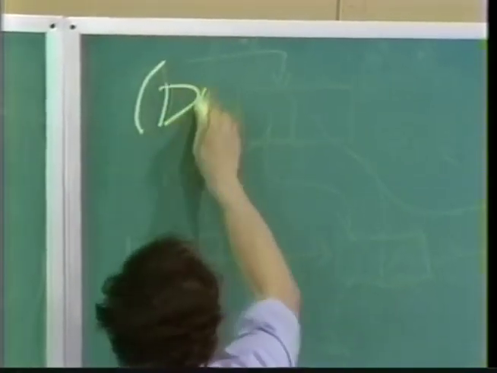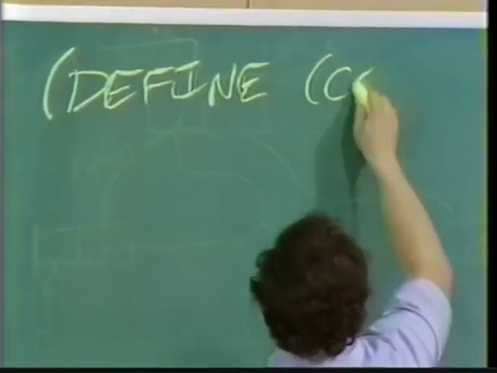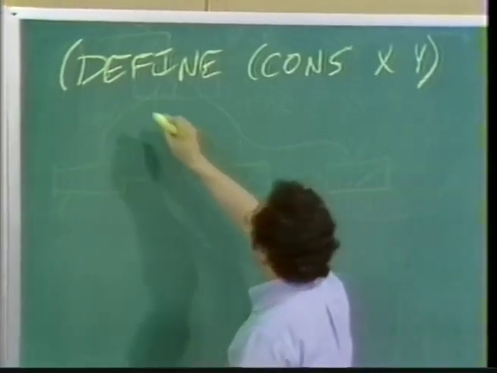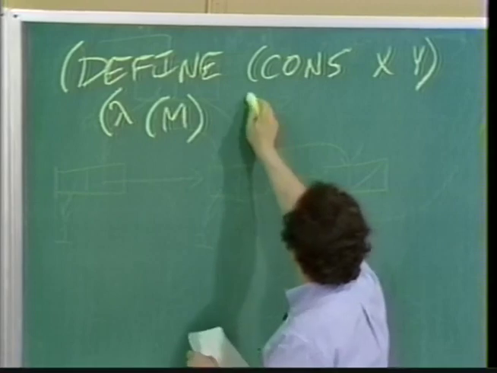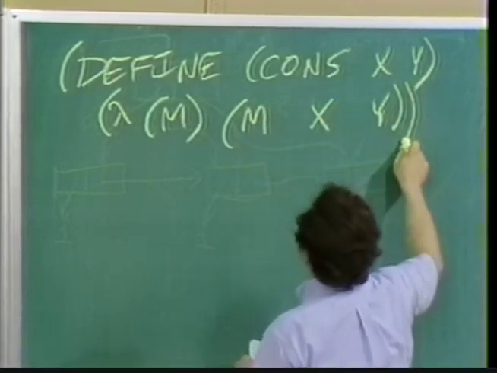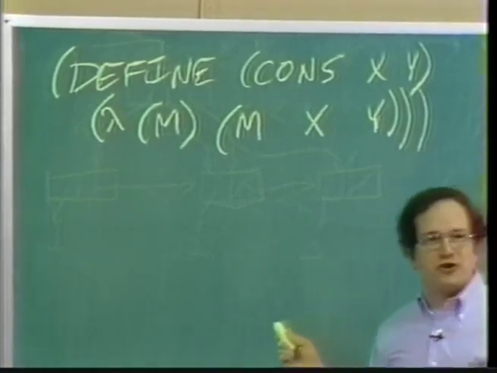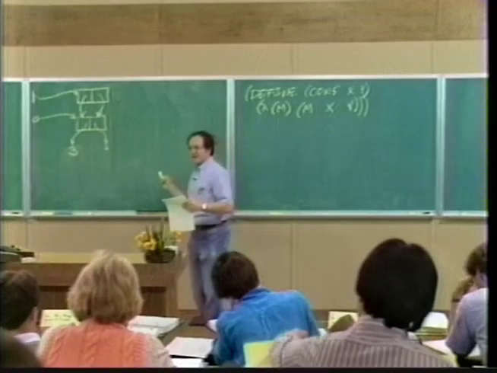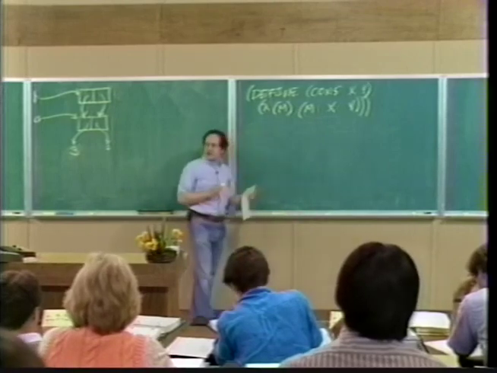So what if I define cons of x and y to be a procedure of one argument called a message m, which calls that message on x and y. Okay? This idea was invented by Alonzo Church, who was the greatest programmer of the 20th century, although he never saw a computer. It was done in the 1930s. He was a logician, I suppose, at Princeton at the time.